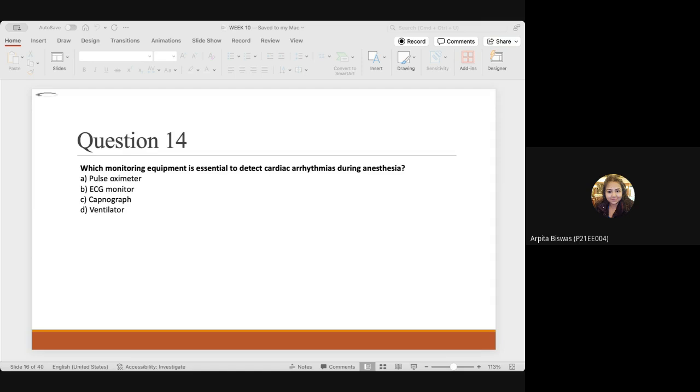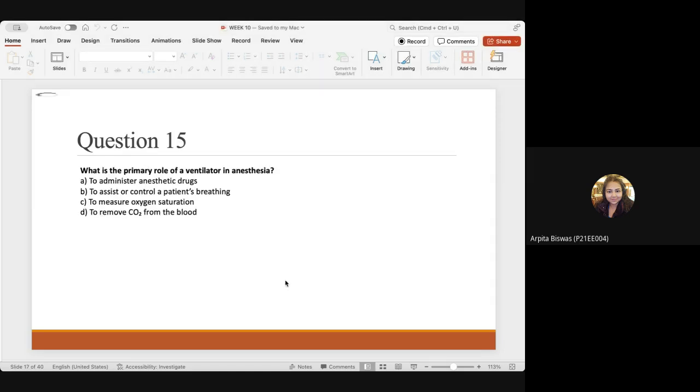So the right option is option B, the ECG monitor. So next move toward question number 15. What is the primary role of a ventilator in anesthesia? First option, to administer the anesthetic drugs. Second option, to assist or control the patient's breathing. Option C, to measure the oxygen saturation. And option D, to remove the CO2 from the blood.